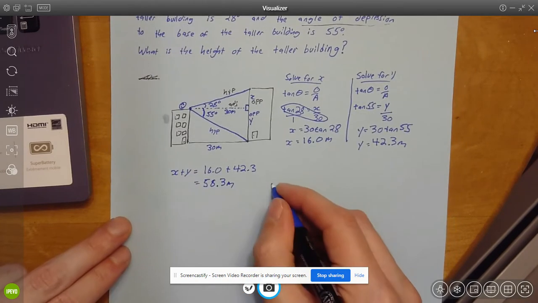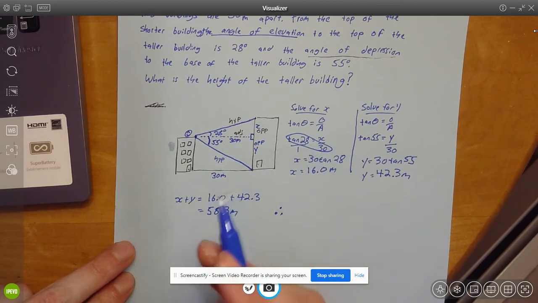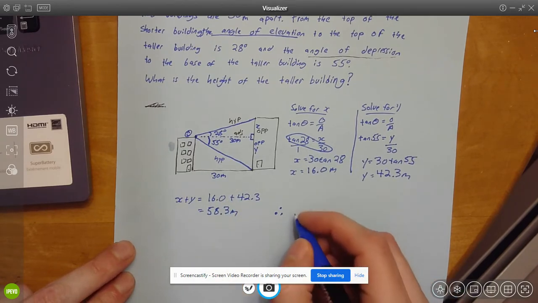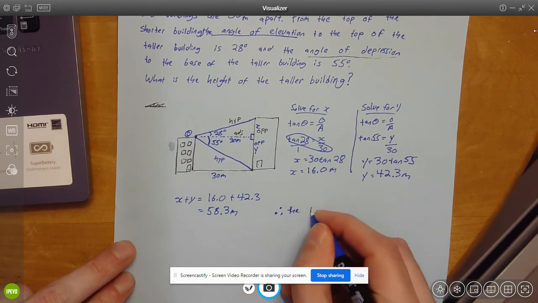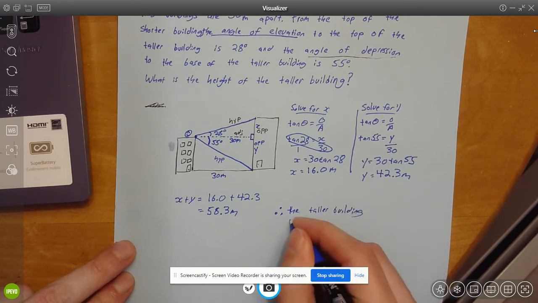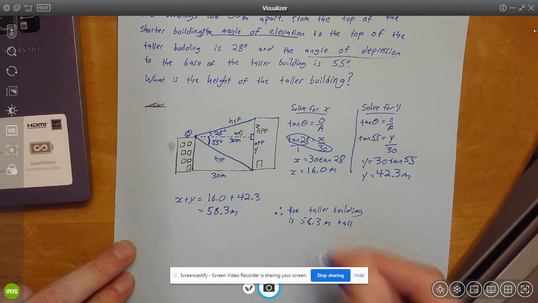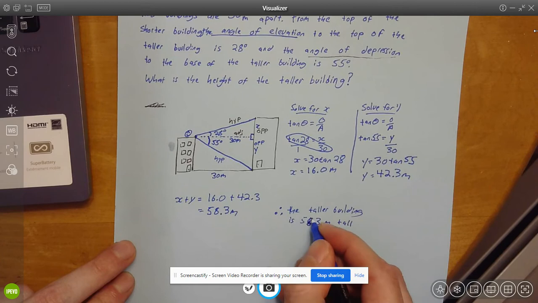And because it's kind of a real-life application, let's connect our numerical analysis back to the real-life situation with a concluding statement. So therefore, the taller building is 58.3 meters tall. So that's an example of the type of problem that we can solve with right-angle trigonometry.